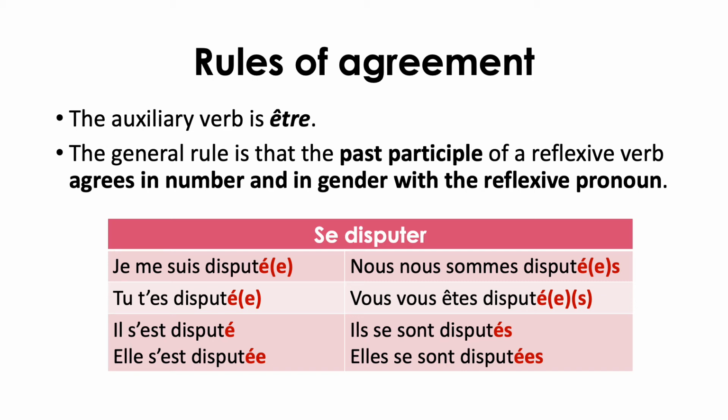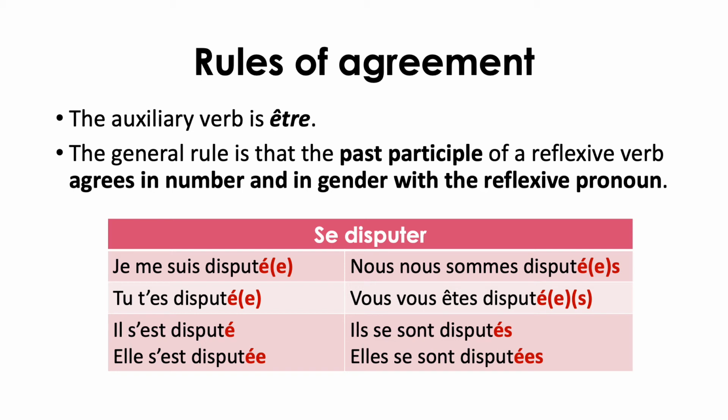If the vous was a woman, madame, it would be vous vous êtes disputée with the extra E but not the extra S. If it were a group of men and women, it would be vous vous êtes disputés without the extra E but with the extra S. And if the vous was a group of women, it would be vous vous êtes disputées with the extra E and the extra S. So it sounds complicated, but really you just need to follow common sense here. What are we referring back to?